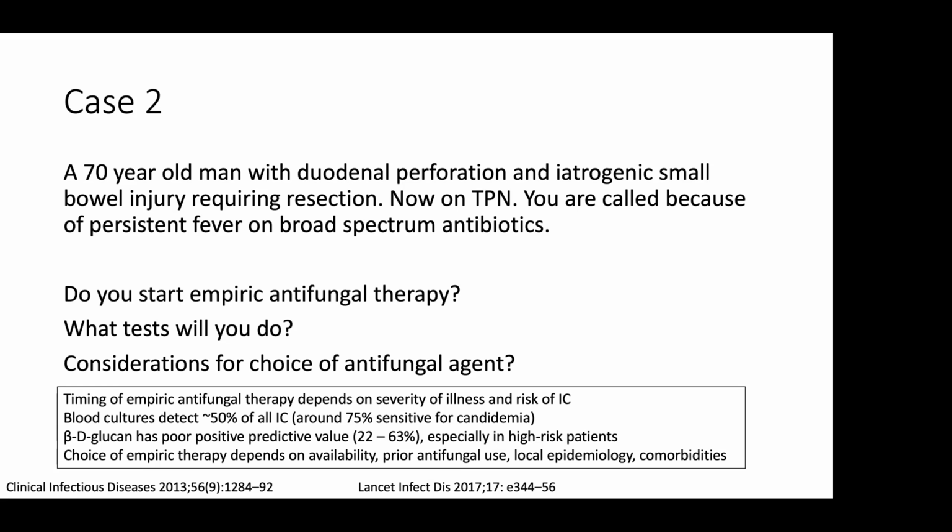Beta-glucan, a lot of people do, especially in private. The problem with it is that it's got a very poor positive predictive value, especially in the high-risk patients that you want to use it in. And so a positive test doesn't help you very much at all. And then the choice of empiric therapy depends on a number of factors, and I think we've discussed those. So any comments on this case?